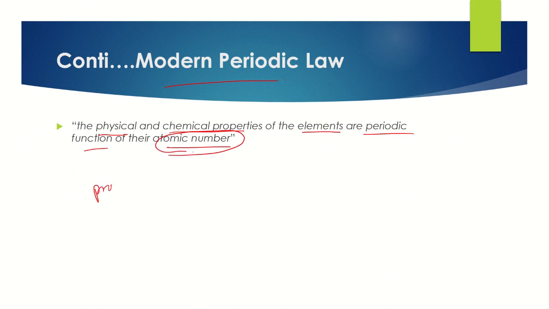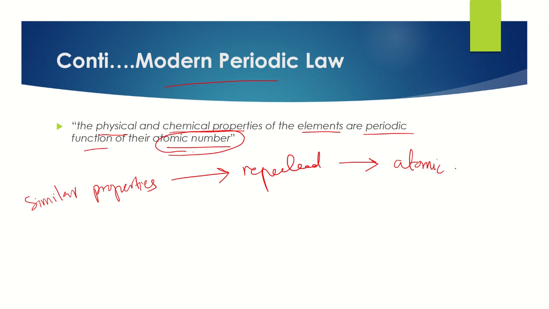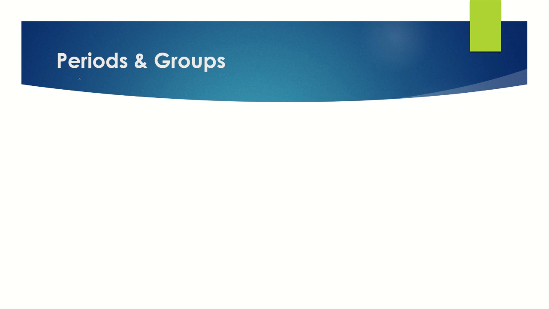All the similar properties that are repeated at a regular interval are contributed by atomic number. And that is the modern periodic law. Now let us discuss the definition of periods and groups.